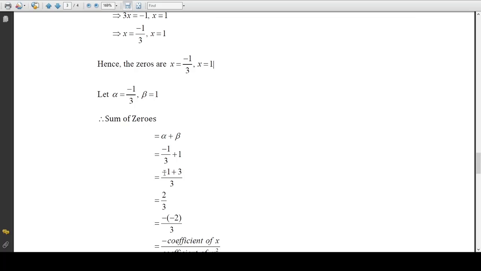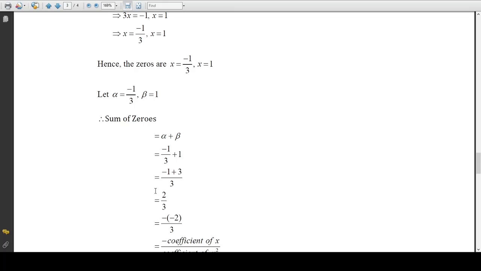Then we have minus 1 plus 3 over 3. That means plus minus minus 1, 3 minus 1 is 2. Which sign is greater? Plus or minus? Plus. Plus 3 minus 1. Plus sign is greater. Therefore, after subtraction the sign will be plus. You have 2 by 3.